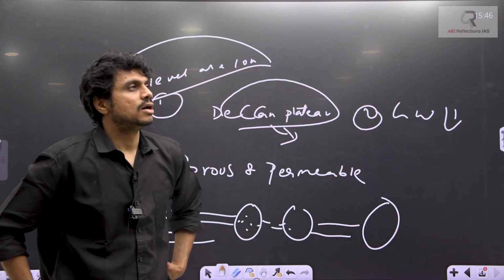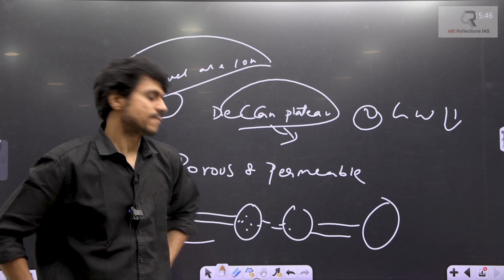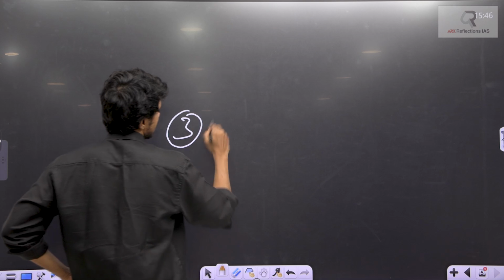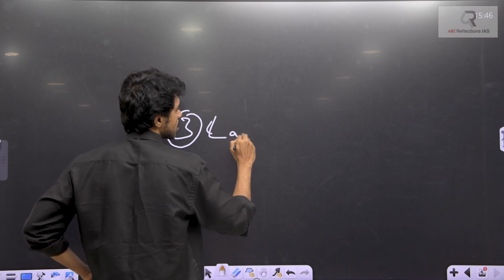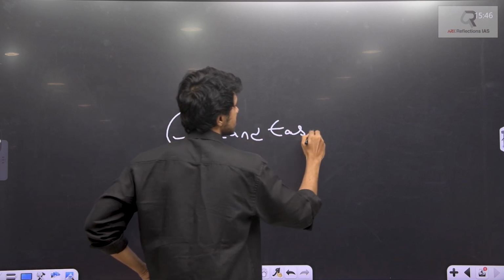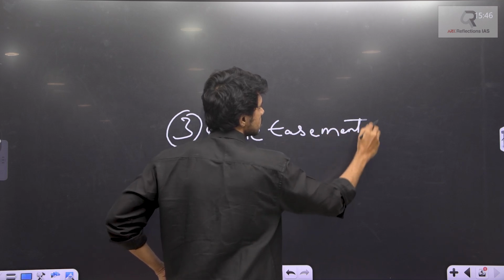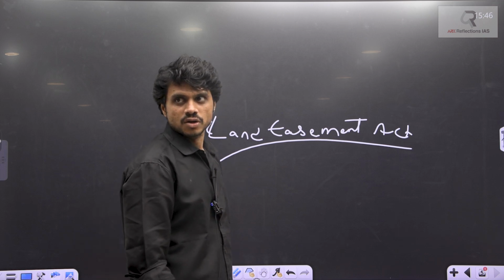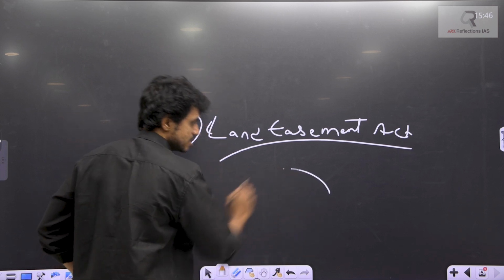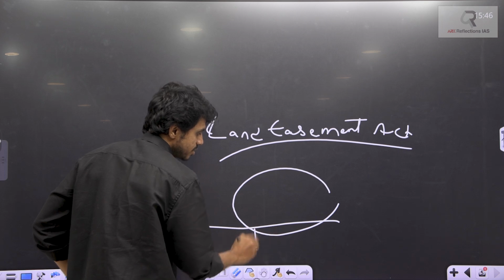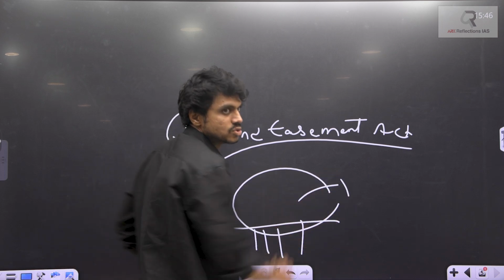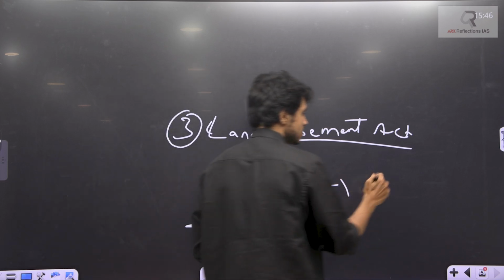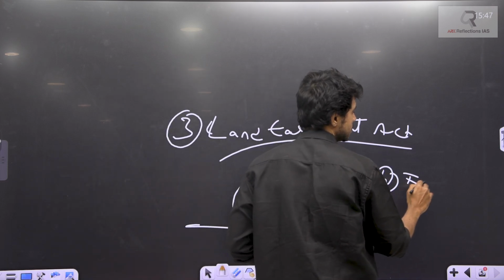There is an act, what is that act? The Land Easement Act. Very important. Land Easement Act. As per this act, suppose he purchased the land, then whatever water is present under his land belongs to him. Okay. And coupled with this, free power subsidy.